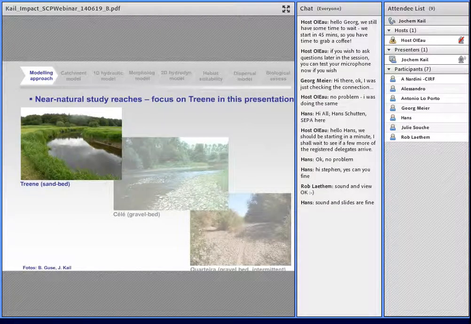So these are our 3 model reaches, and in this presentation I would like to focus on the Träne study reach, which you can see on the left side. It's a sandbed river in northern Germany, and it looks quite the same as many restored meandering rivers in Germany and across Central Europe.